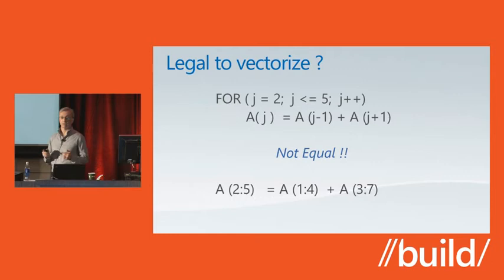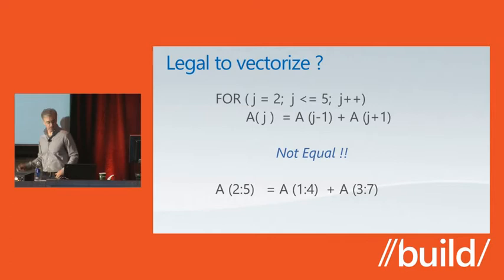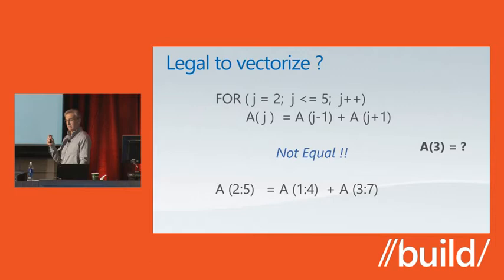This is a sequential loop, a little tiny simple one, and then this is what would be considered the vectorized version. That's like a Fortran 90 syntax there. Load those four, add them, and then store them. Semantically, these are not equal, so it's not legal to vectorize this loop. So if you want to think of it concisely, look at the difference between how A3 is calculated in both of these loops.